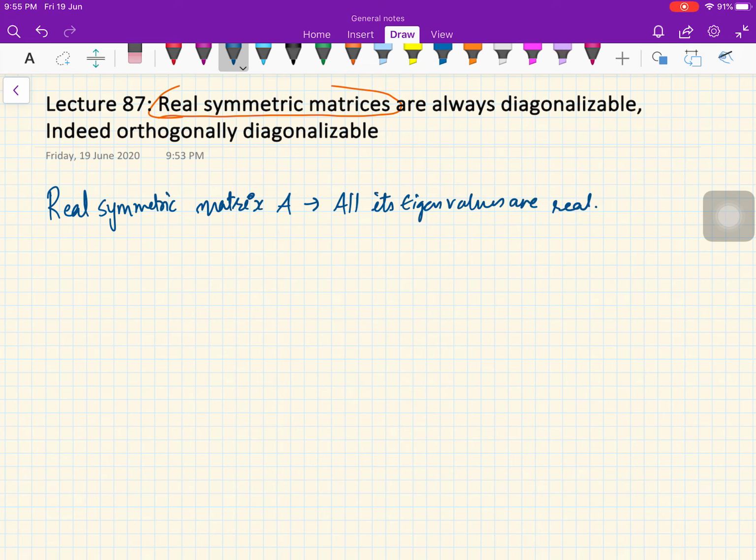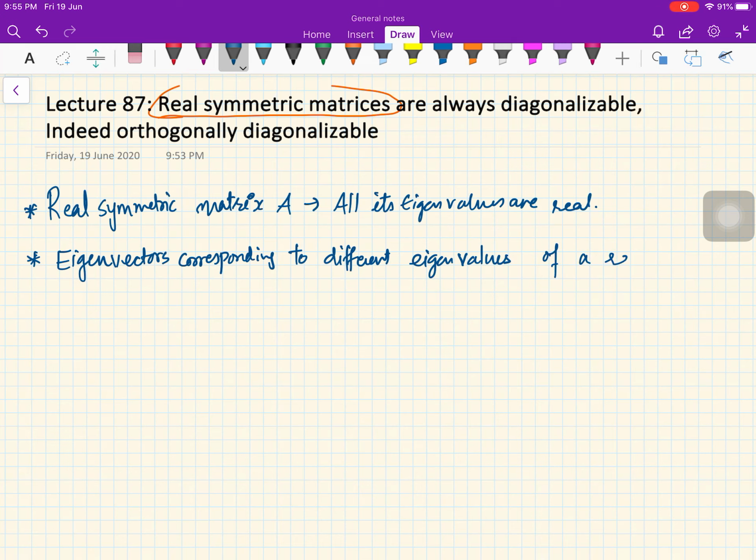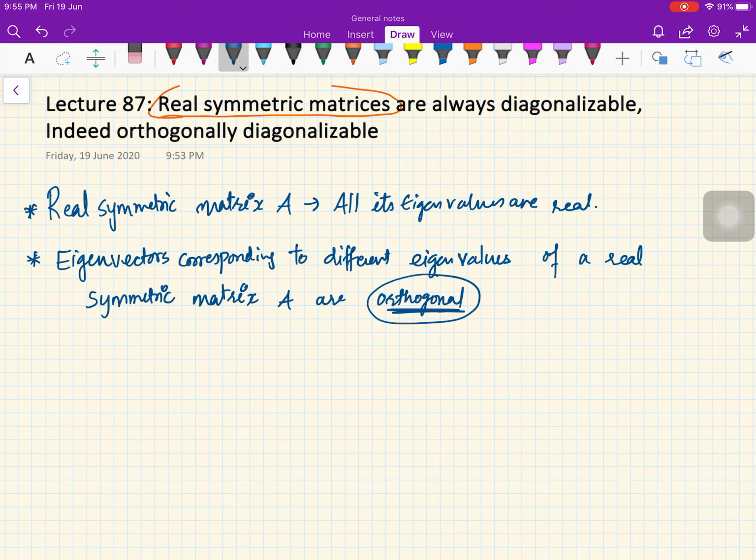And now we are going to prove one more result, that eigenvectors corresponding to different eigenvalues of a real symmetric matrix A are orthogonal. Now we don't know as of now what is orthogonal. So let us see when do we say the vectors are orthogonal.